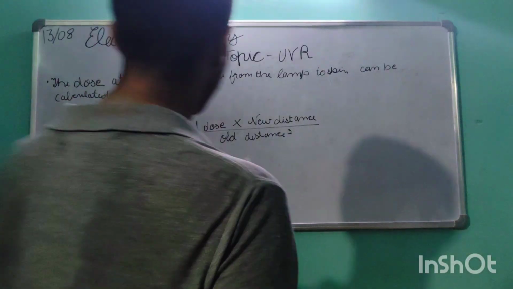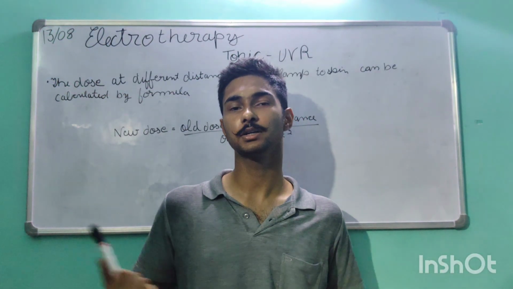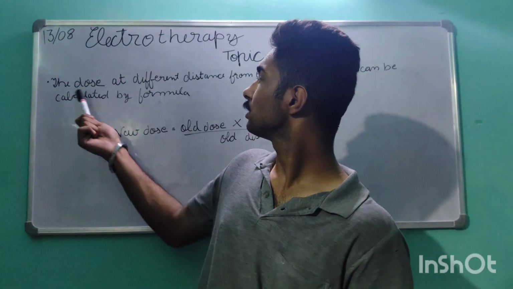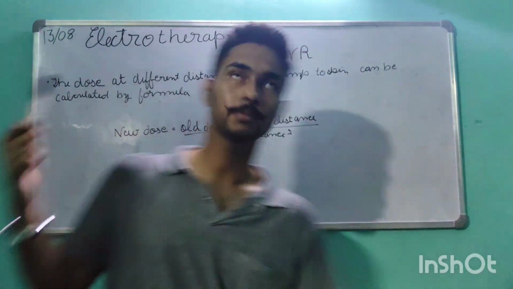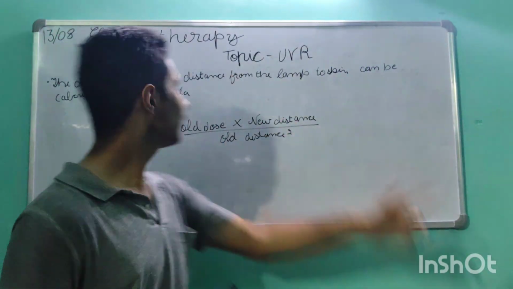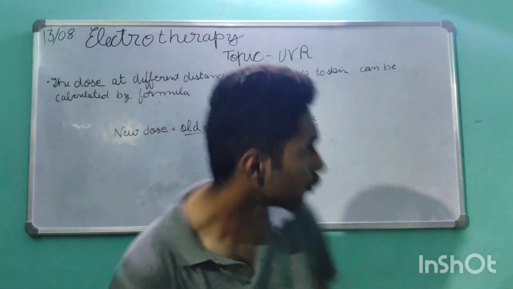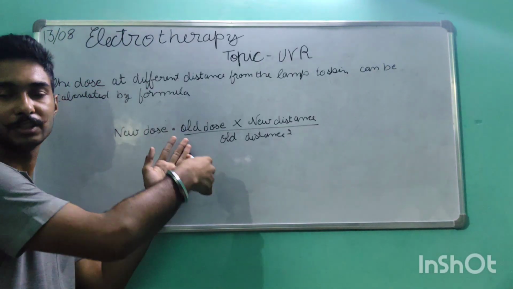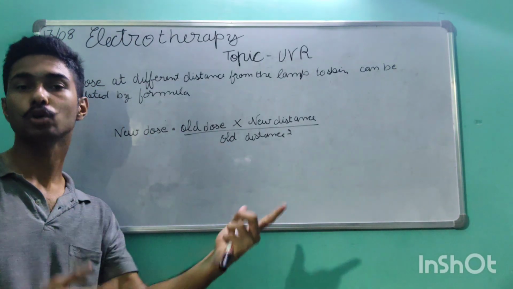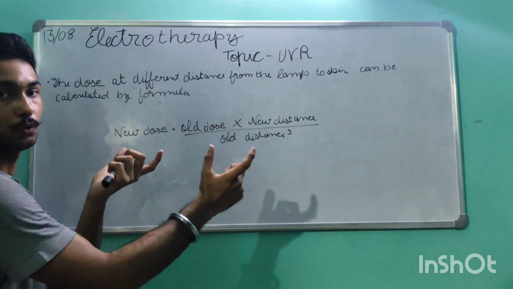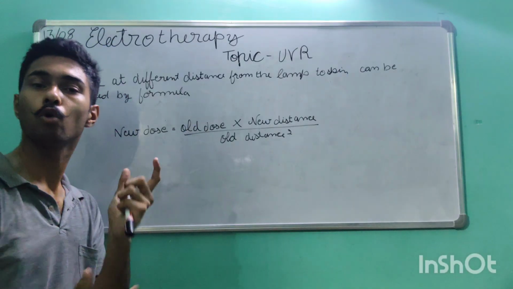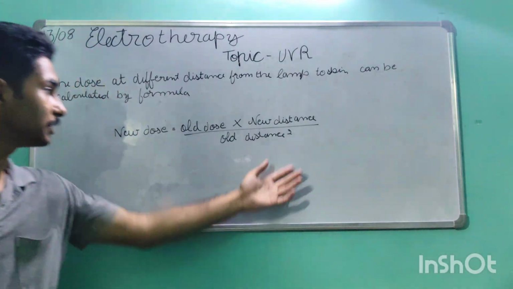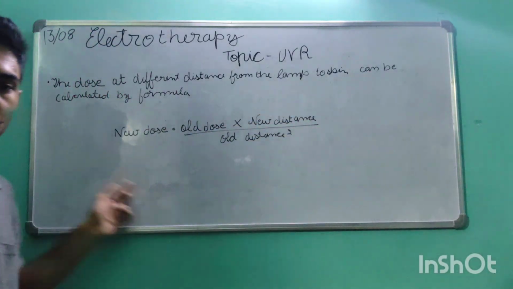So guys, if you want to know the dose at a different distance from the lamp to the skin, it can be calculated by this formula. We take the new dose as the old dose multiplied by the new distance upon the old distance, squared. This is the basic formula to find the new dose, guys.